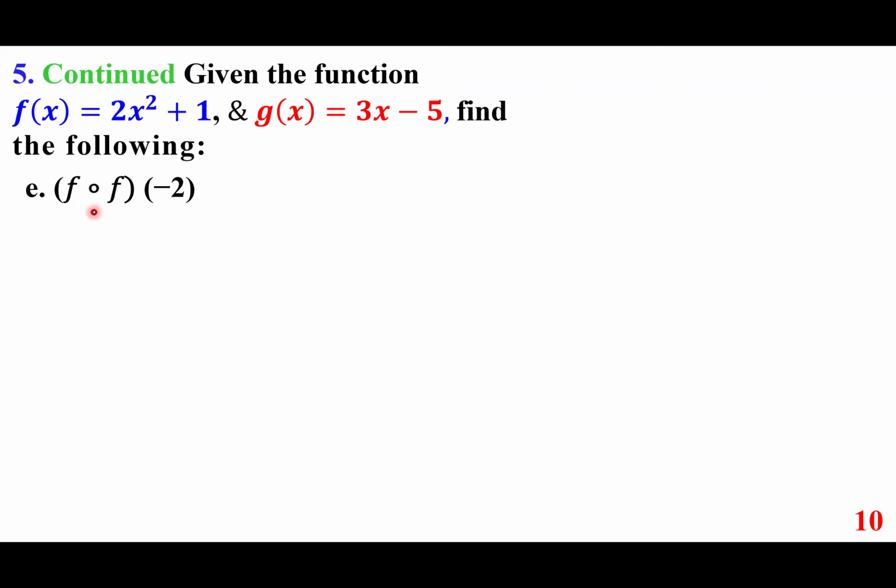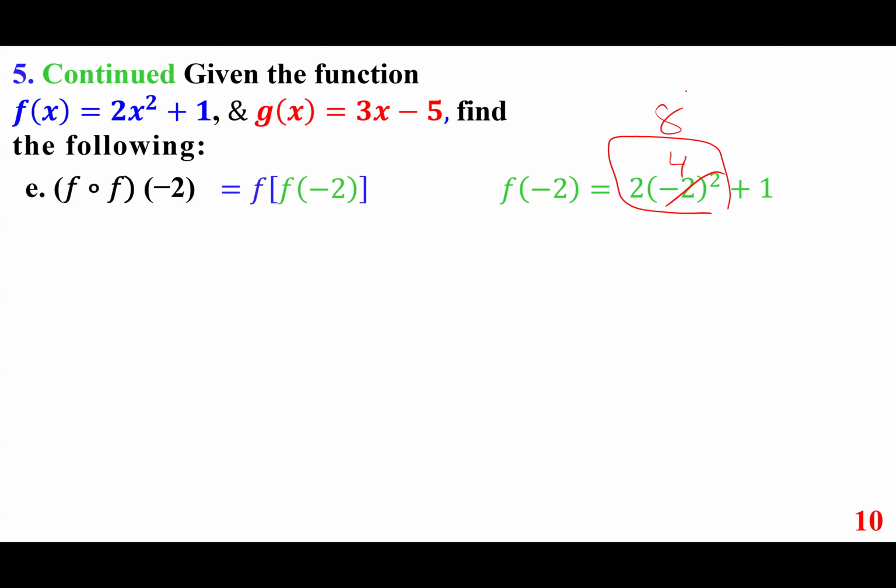We are continuing with the same question. We want to find f of negative 2, which means we can find f of negative 2 first. So for f of negative 2, you're going to replace this x with negative 2. This is 4. 2 times that is 8, plus 1 is 9. And therefore, we are looking for f of 9.